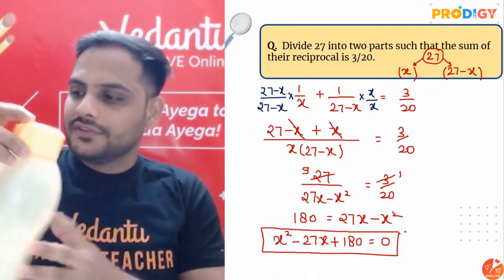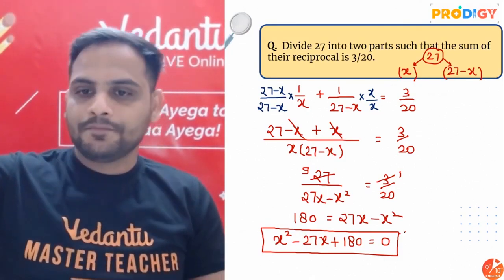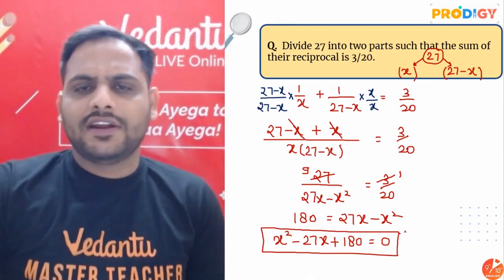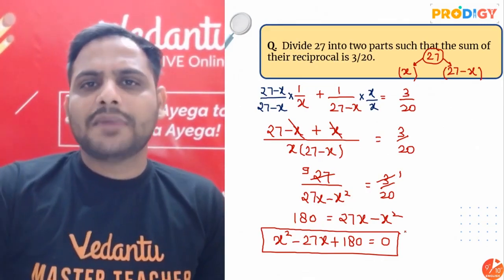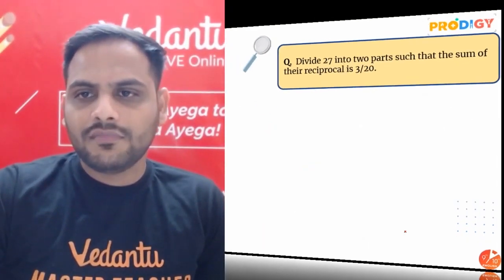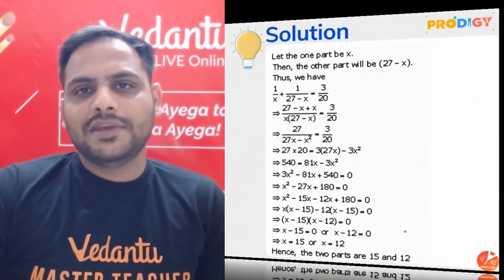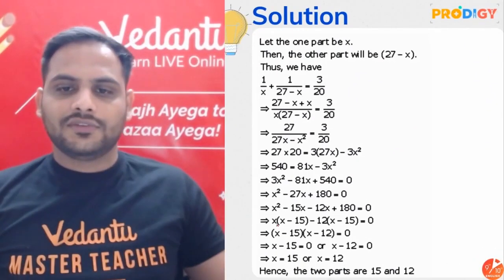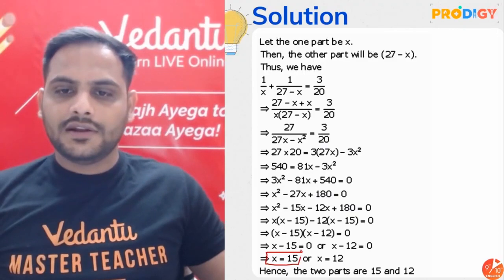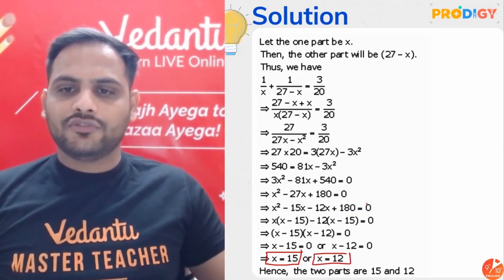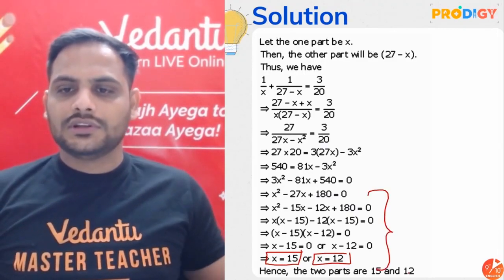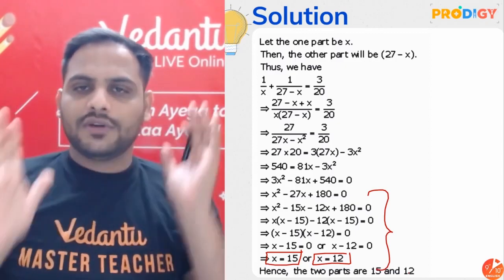Alright guys, this is my required quadratic equation. You can solve it further. The factorization will be splitting into minus 15 and minus 12. So the parts will be x can be 15, or x can be 12. Alright, I would like all of you to solve it on your own. The solution you can see over here also.